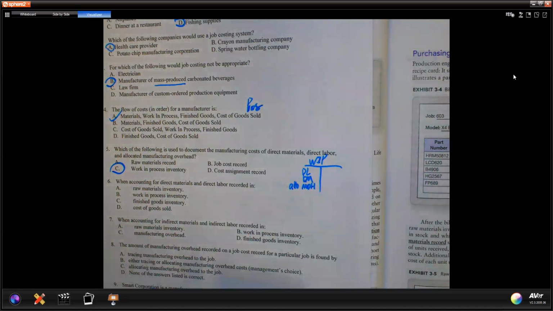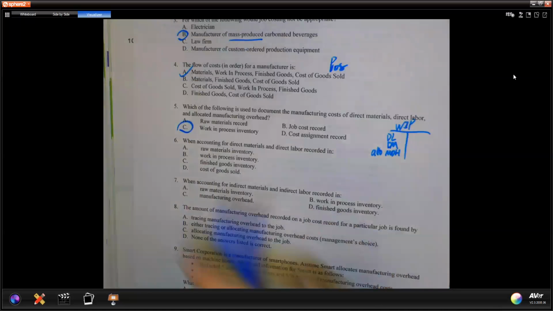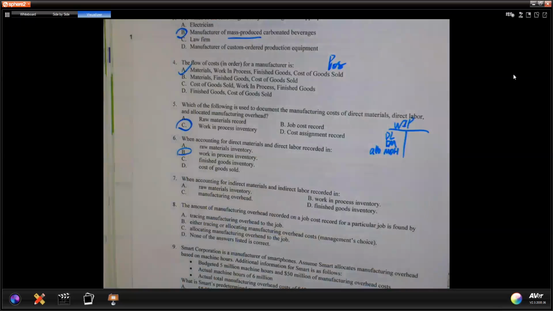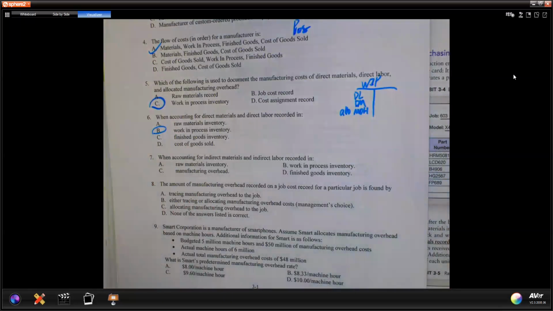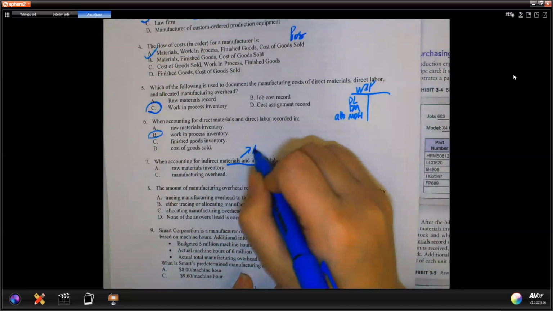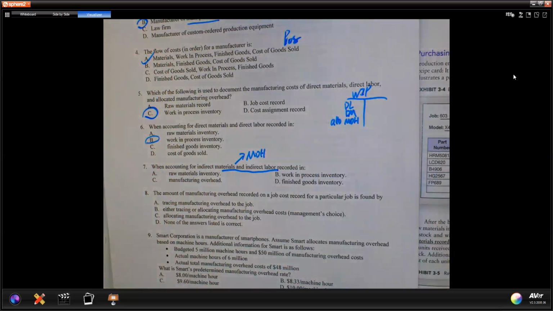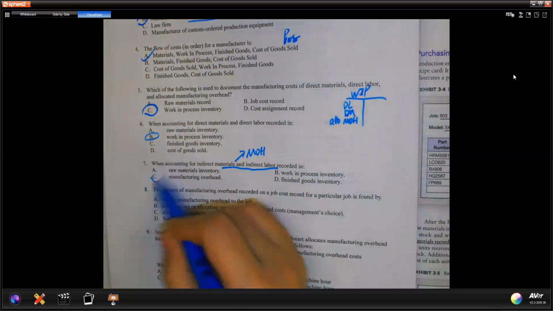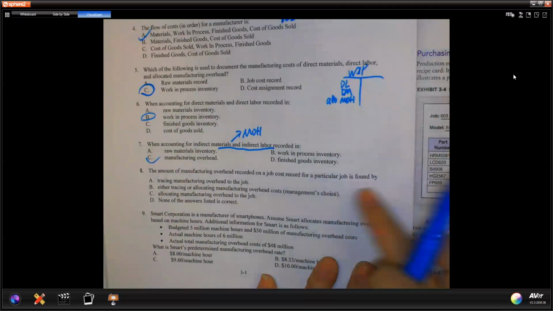Next one, what account are direct material and direct labor recorded in? Direct labor and direct material can go to work in process directly, right? When accounting for indirect material and indirect labor, we said indirect has to go to manufacturing overhead first, and then when you allocate it, it goes to work in process. The amount of manufacturing overhead recorded for a particular job is found by.